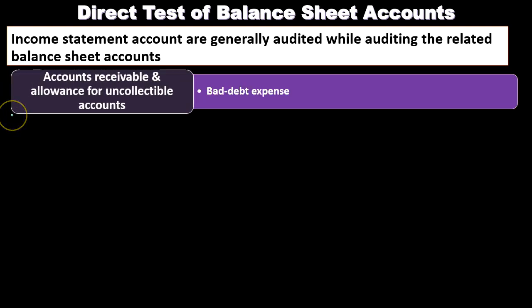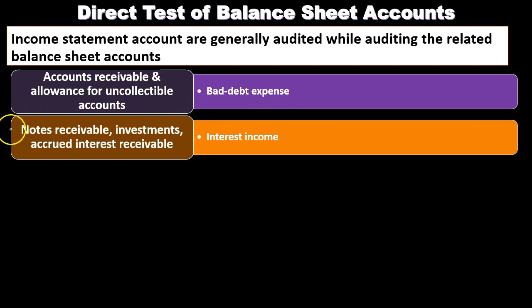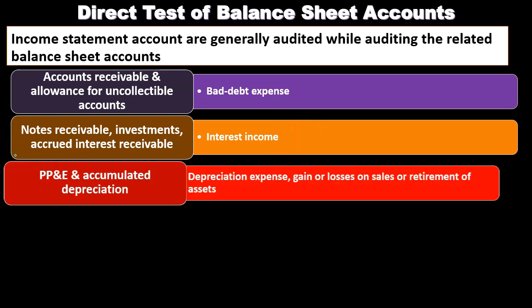For example, accounts receivable and allowance for uncollectible accounts. As we audit those balance sheet accounts, we will also be auditing, in essence, the bad debt expense as we go through the process of auditing accounts receivable and allowance for doubtful accounts. Notes receivable, investments, accrued interest receivable, the balance sheet accounts that we've gone through and audited as we go through the balance sheet. We'll also be auditing the interest income as we think about those notes receivable and investments.